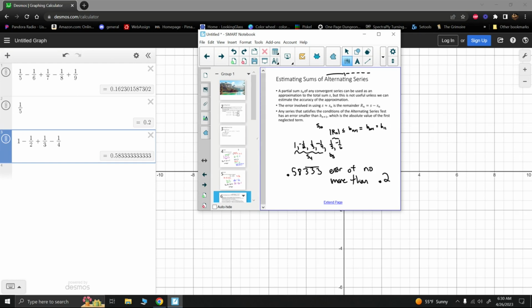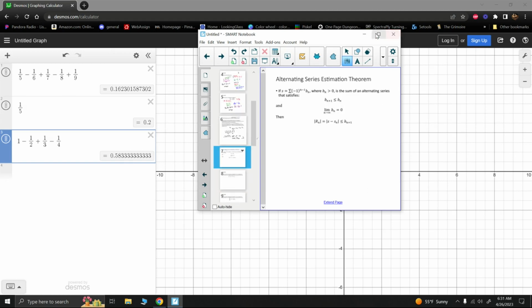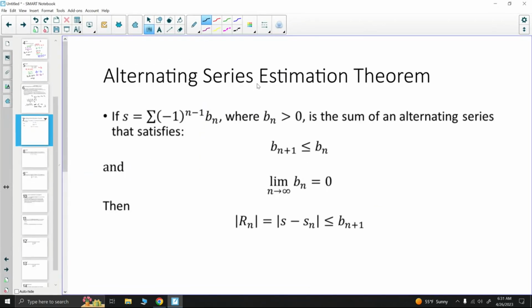Which in this case isn't particularly amazing, because if we're saying this is 0.58333 repeating, then we're saying plus or minus 0.2, so it could be up to about 0.78 or down to 0.38. So that's not amazing, but again, we only did the first four, so it makes sense we're not being that accurate. Okay, so let's take a look at this estimation theorem.